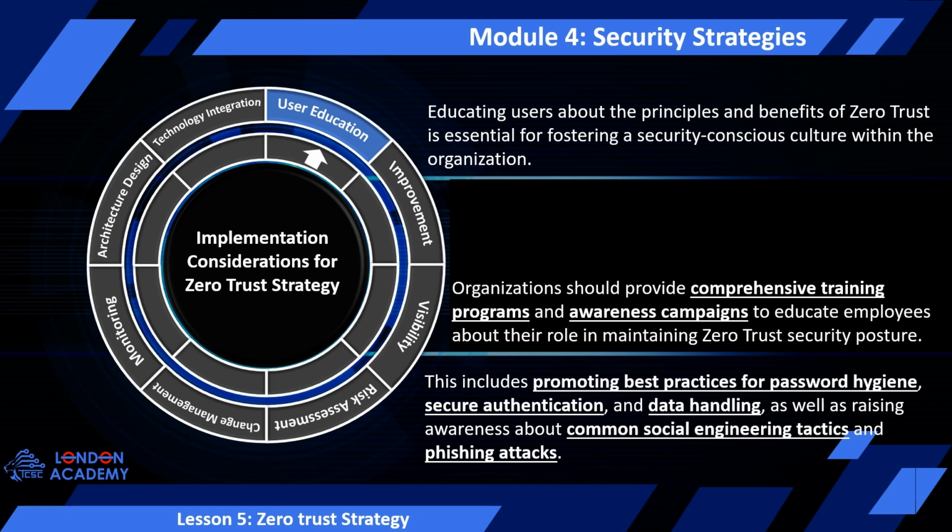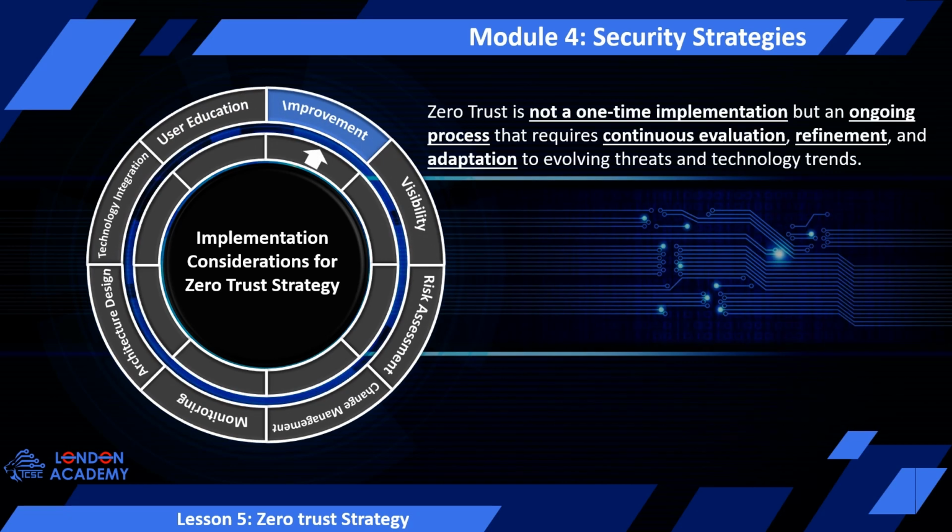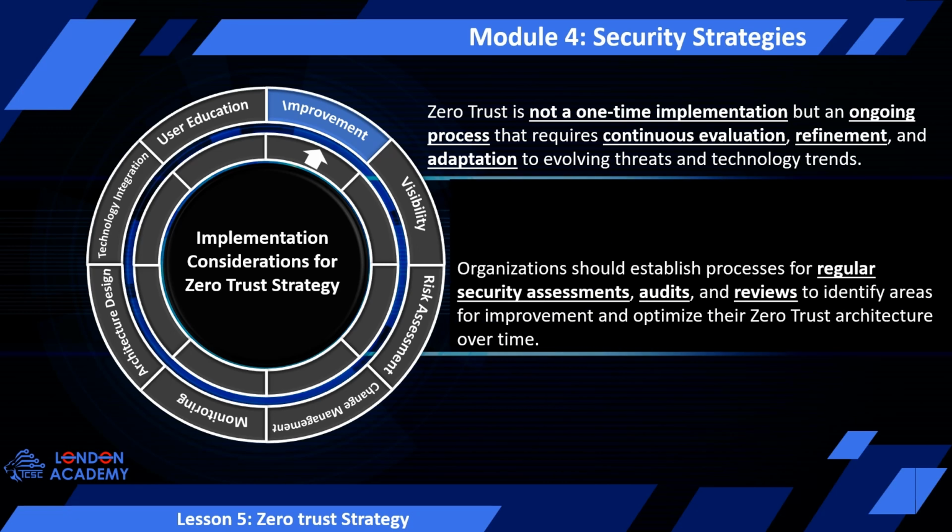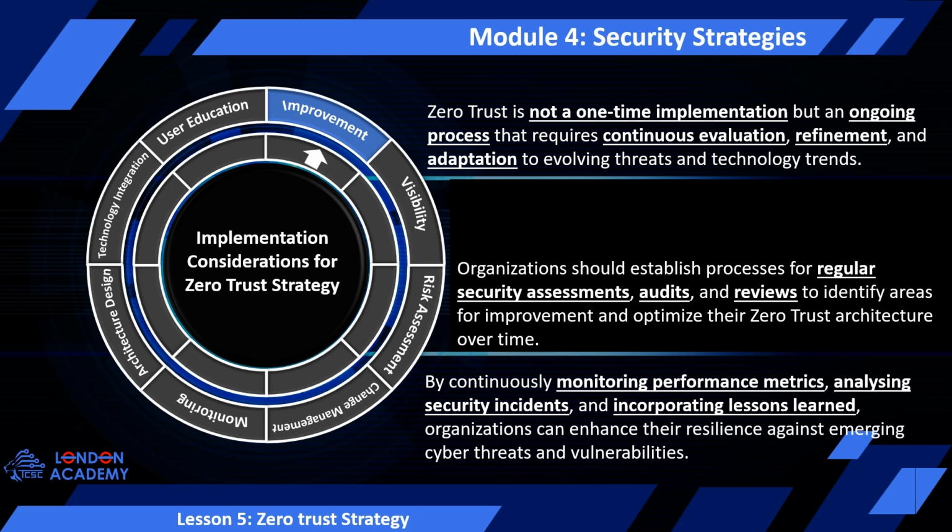8. Continuous improvement. Zero trust is not a one-time implementation but an ongoing process that requires continuous evaluation, refinement, and adaptation to evolving threats and technology trends. Organizations should establish processes for regular security assessments, audits, and reviews to identify areas for improvement and optimize their zero trust architecture over time. By continuously monitoring performance metrics, analyzing security incidents, and incorporating lessons learned, organizations can enhance their resilience against emerging cyber threats and vulnerabilities.